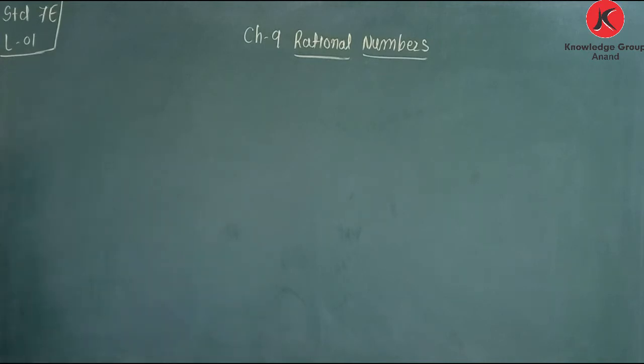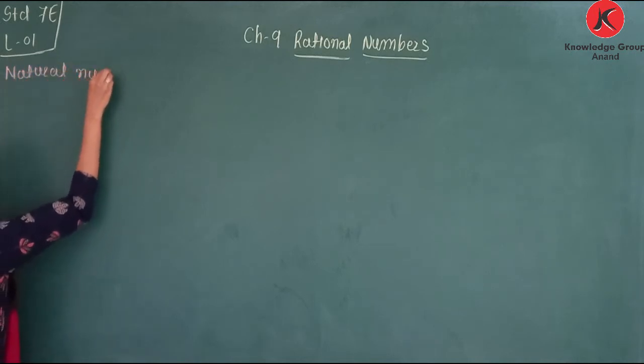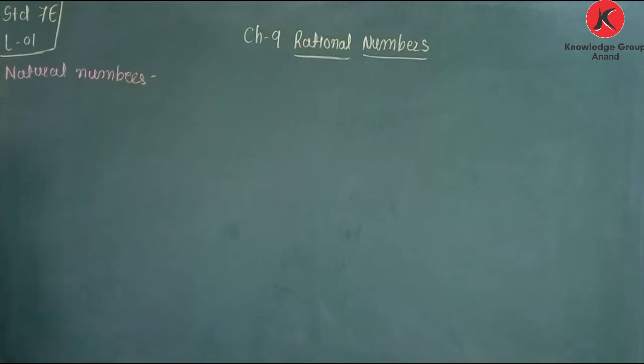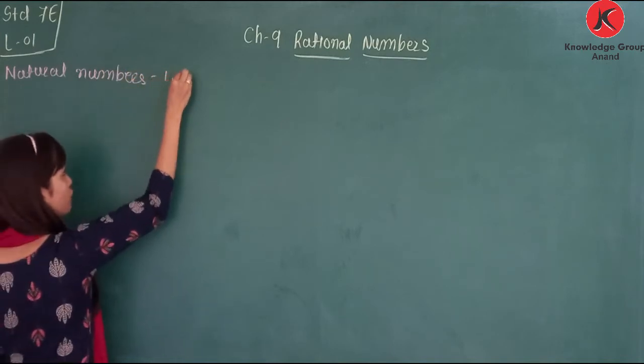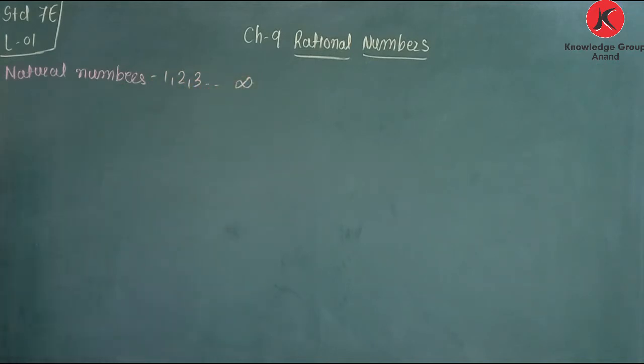So first we learn about the natural numbers. Which numbers are there in a group of natural number? It is from 1 to infinite. Okay, because the numbers that come naturally are counted as a natural number, and we always start counting from the 1. So 1 to infinite are the natural numbers.